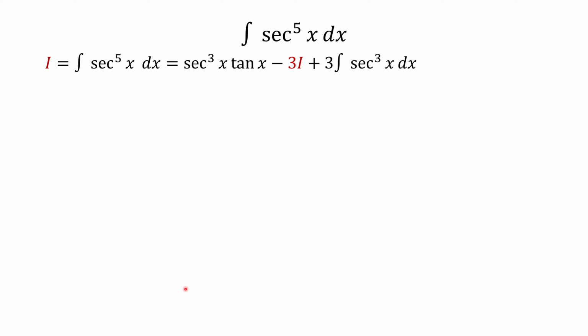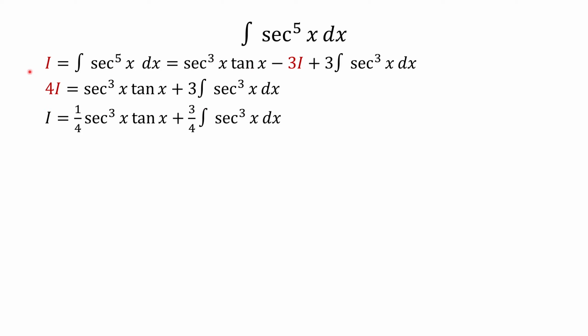So I've just copied that last line up to the top here, where we just substituted in I for the integral we're looking for. And so if we bring this over to the left side, we have 4I is equal to these other terms that we have now. So we can just divide through by 4. And we get I is equal to 1/4 of this expression plus 3/4 of this integral.